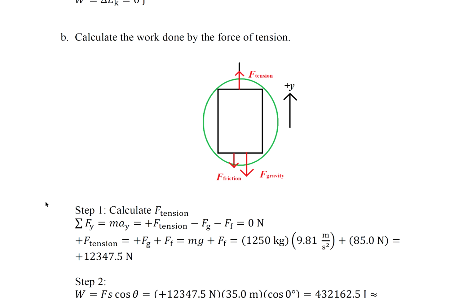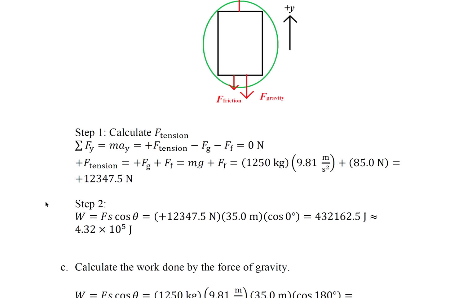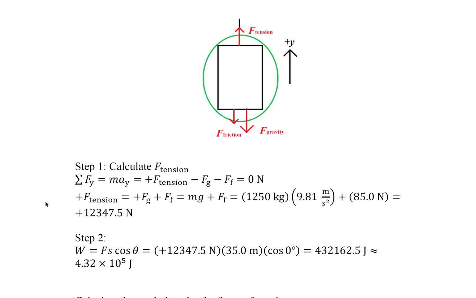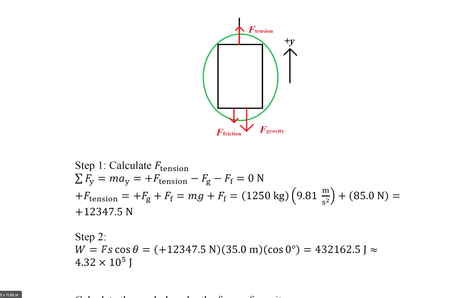So I'm going to say positive y is up. So sigma F sub y equals ma sub y equals plus force tension minus force of gravity minus force of friction equals 0. We know force of gravity is mg, and we know force of friction is 85 newtons. Step 2, we could use W, work is equal to F s cosine theta. The force of tension is up, S is up, because it's moving upwards. So the angle is 0. So that's the cosine of 0 degrees.